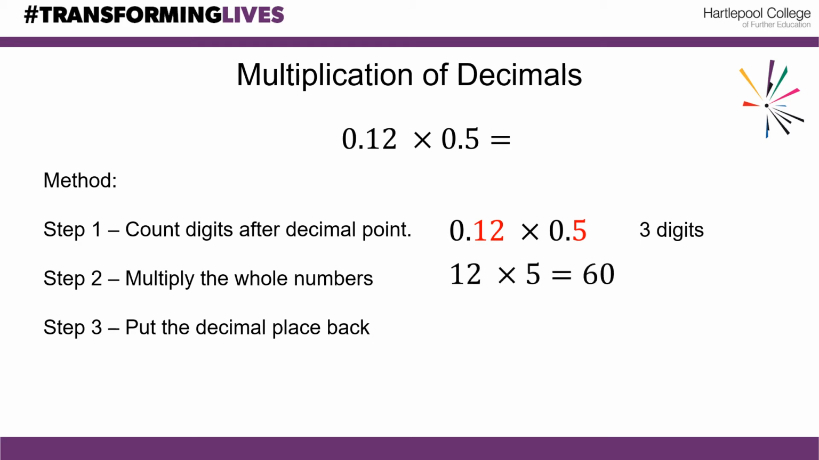Then we're going to multiply the 12 and the 5 together to get 60. We're going to put the decimal back in place. So that's 060, because remember our answer needed 3 decimal places. And remember, you can omit the trailing 0 to get 0.06.